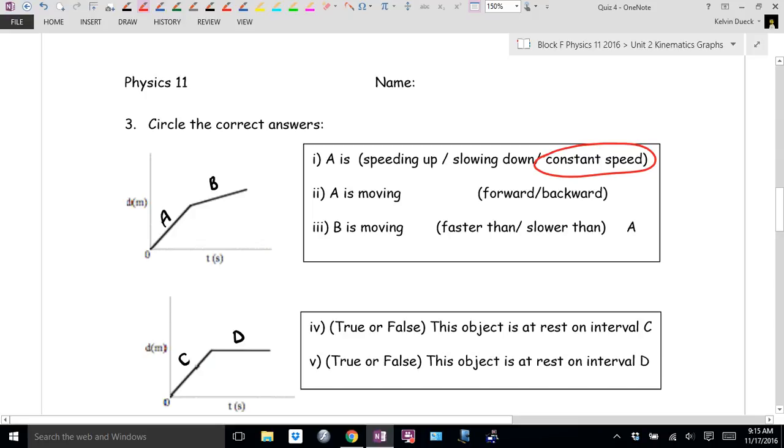A is moving forward or backward? Forward. What would backward look like on a distance time graph? Downhill. B is moving faster than or slower than? How do you know? Less steep. So that question's out of 3.